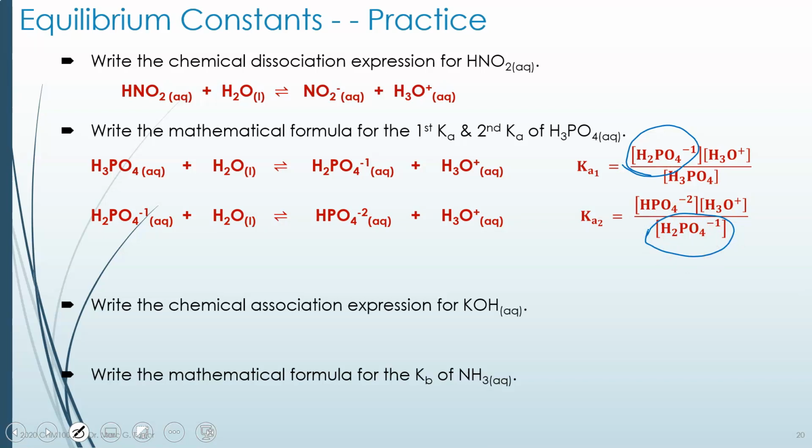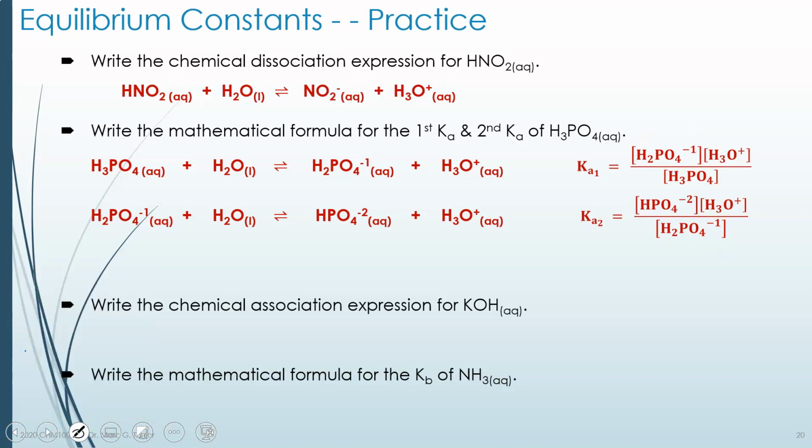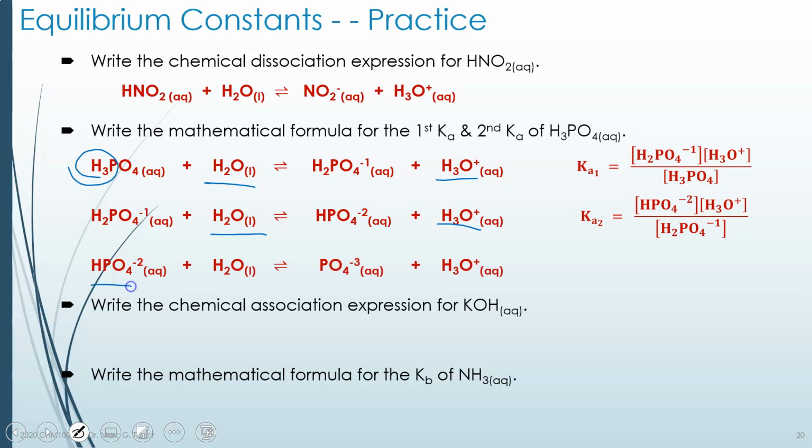So be very, very careful when you're writing these expressions, and also notice that each time you're adding a new water. So we're going to need 3 waters by the time we're all done, and we'll produce 3 hydroniums by the time we're all done. Why? Because we're going to lose all 3 of these protons. So the third reaction is removing that last proton from hydrogen phosphate to make just plain old phosphate.